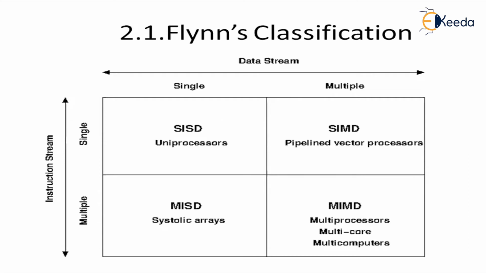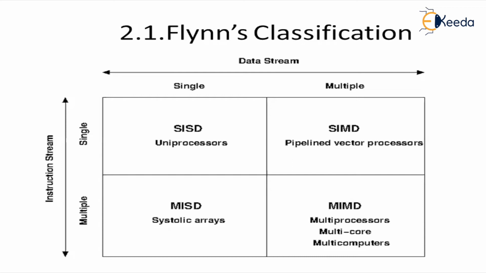When you have single instruction, multiple data, it is called SIMD. That is called pipeline vector processors. Then you have multiple instruction, multiple data. It is called systolic arrays. Then you have MIMD, that is multiple processors, multiple data. It is a part of the multi-processor, multi-core computing systems which exist and are taking place in the system.